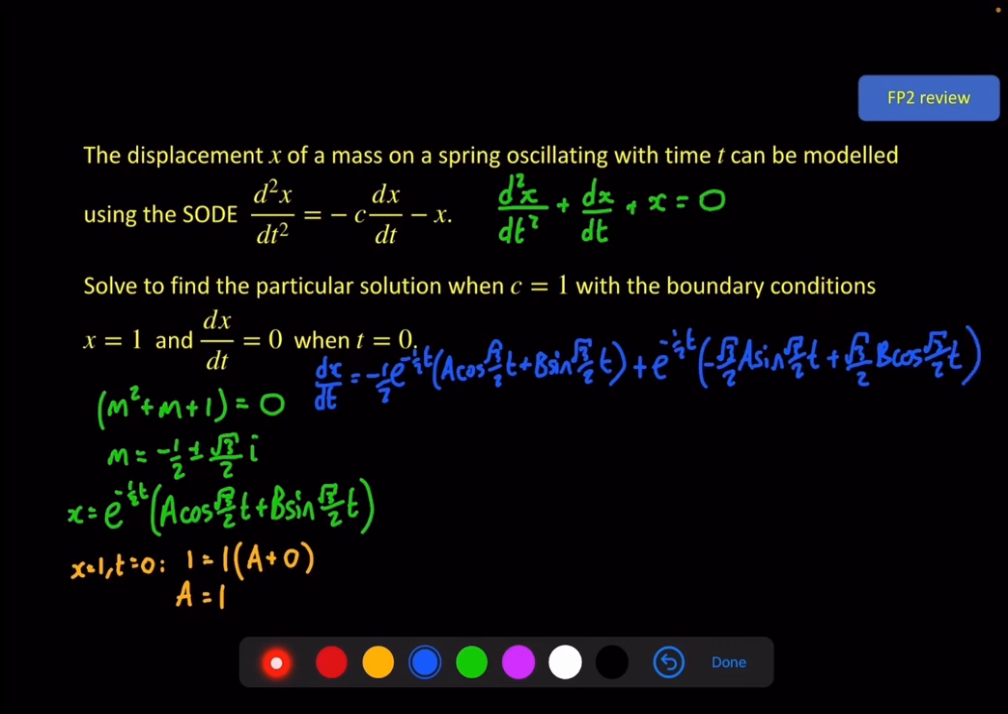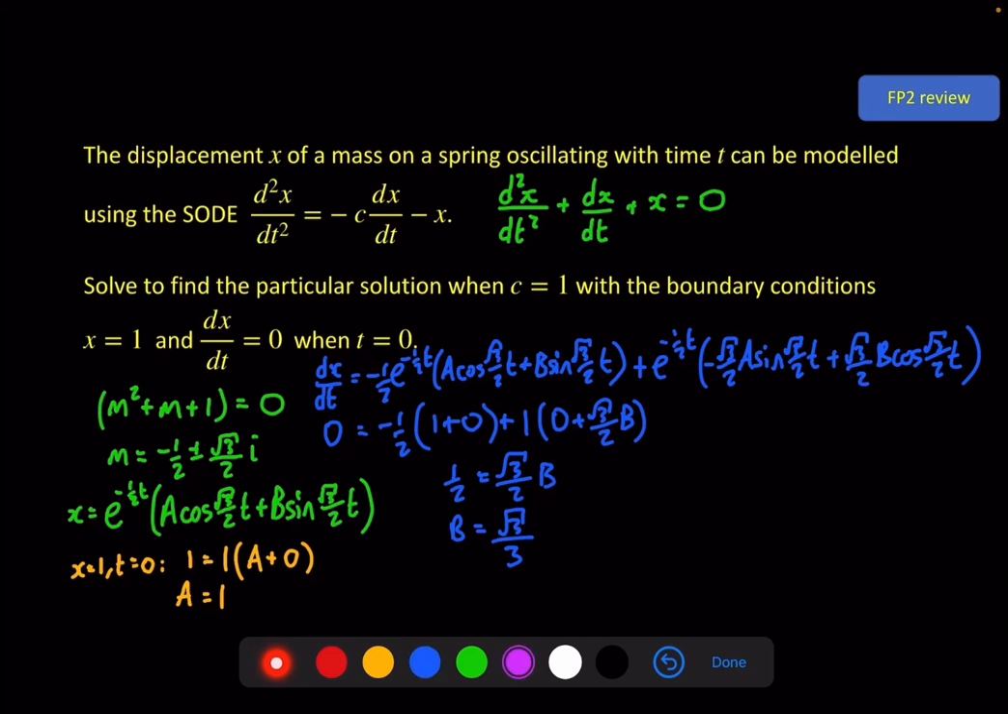and that's looking quite horrible, but we know that this equals 0 when t equals 0, and if t equals 0, and we also know a equals 1, this becomes minus a half times 1 plus 0 plus 1 times 0 plus root 3 over 2 b. Rearranging that gives us a half equals root 3 over 2 b, so b must equal root 3 over 3.